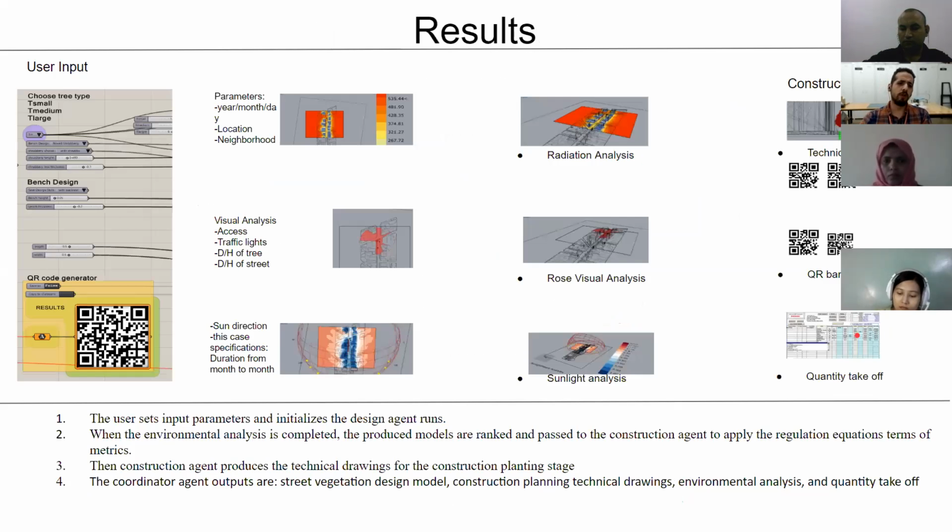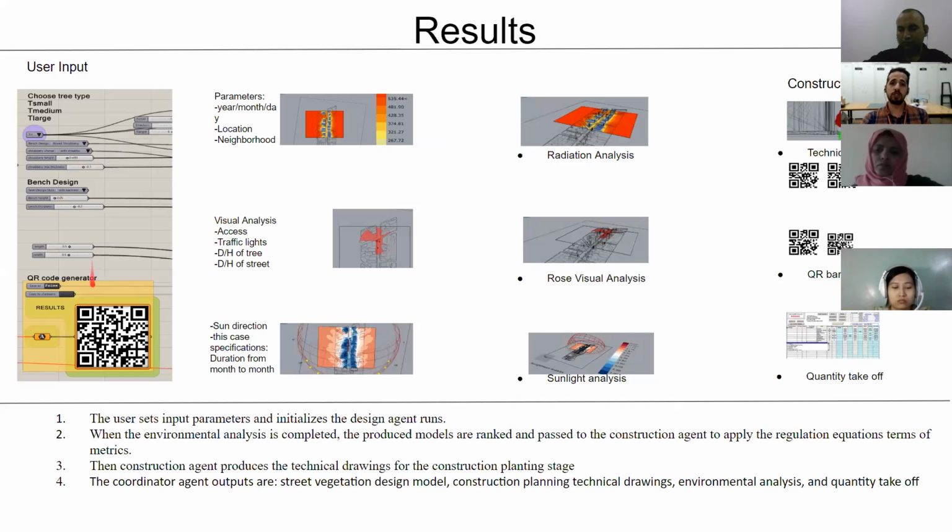And we have the construction agent, which builds the construction drawings for you and builds a QR code where you can get all of the quantity takeoff of your design. And we have the coordinator agent, which coordinates between all of these agents. And as output, you will have a 3D model of your vegetation with its environmental analysis, its quantity takeoff, and all of the construction drawings needed to implement this design in reality.